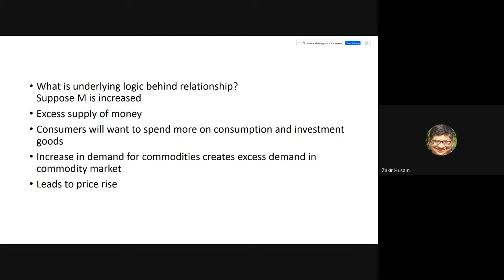So suppose M is increased, you are going to have an excess supply of money, right? Consumers will want to spend more on consumption and investment commodities. So this is going to increase the demand for commodities, which will lead to excess demand in the commodity market and which will lead to a price rise. So this is the logic behind this.